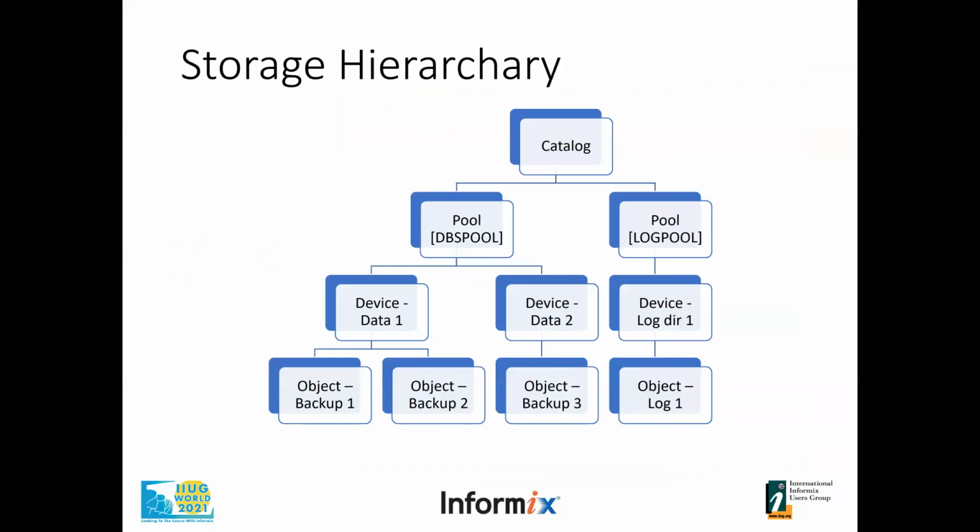So the storage hierarchy and how this actually works is you have your catalog, this is your PSM. Underneath you have multiple pools. So you have your DBS pool, that's where your data goes, and your log pool where your logs go. Under the data pool, we have two different devices, and different objects are backed up into different devices. Let's say device one failed, it will go to device two and then do the backup to that device.